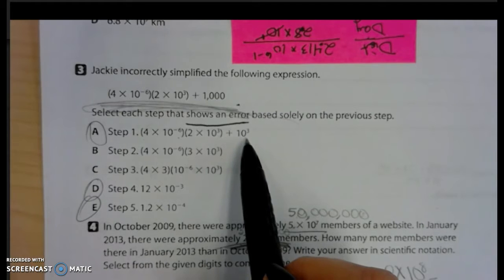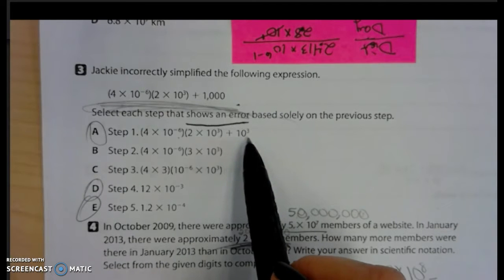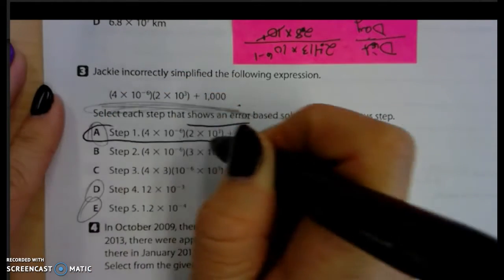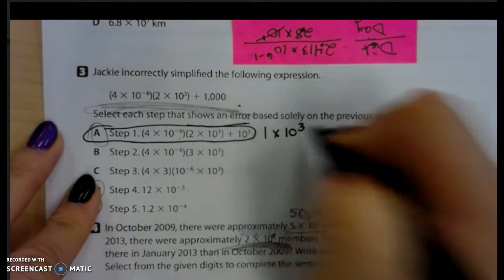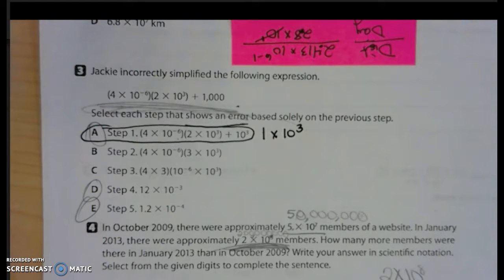1,000 is equal to 10 to the third, but that is not in scientific notation to match the problem. So I'm going to mark this one as incorrect because I really feel like they should have said 1 times 10 to the third. Okay, if you're going to go scientific notation all the way, pick a one and go with it.